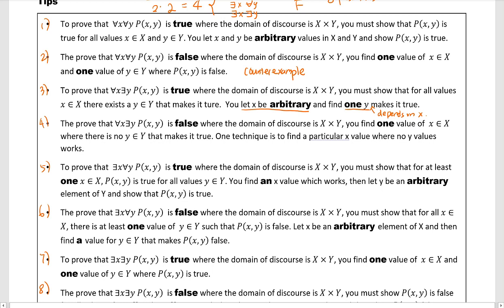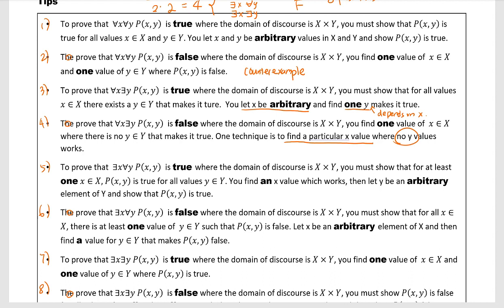Okay. So next, I see some typo. I mean, to prove, okay, this is to prove that for all x, there is this y, such that P of x,y is false. Okay, so we want to find the x values such that no y can make it true. So you have to search a couple of x values and see which one works. So you want to find the x value where no y values work in this case.